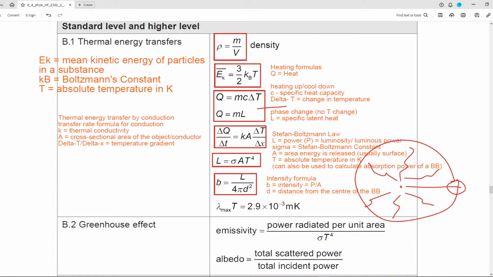So you actually have to take the entire sphere to calculate the luminous intensity.